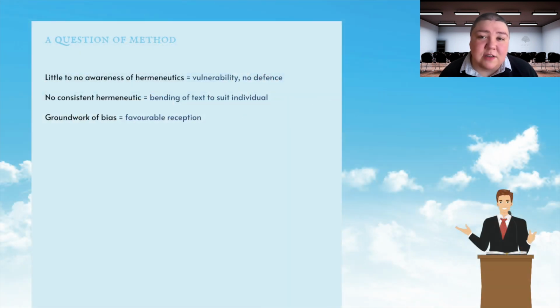And because there is so little to no awareness of hermeneutics, the congregation has little defense against this, because there is no form of consistent hermeneutics. The text can be bent to mean anything someone wants it to, as long as they argue it well enough, or the groundwork of bias is already strong enough in the listeners to produce a favorable response to that specific perspective.